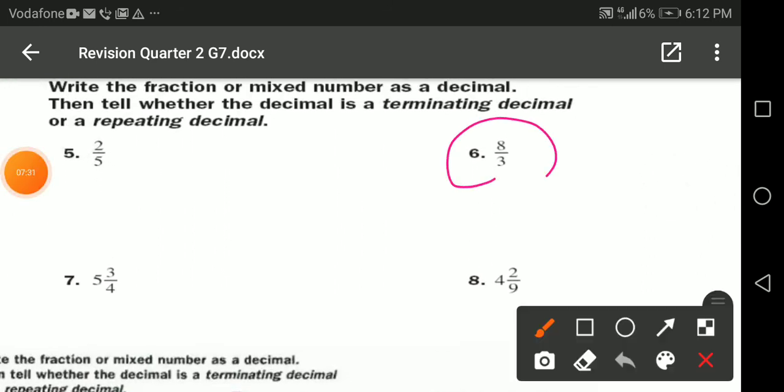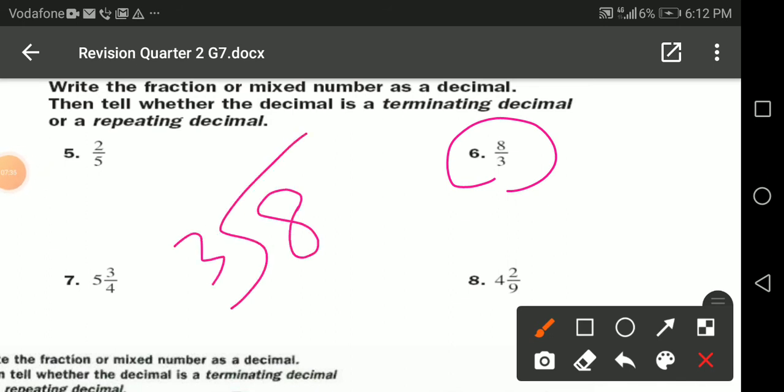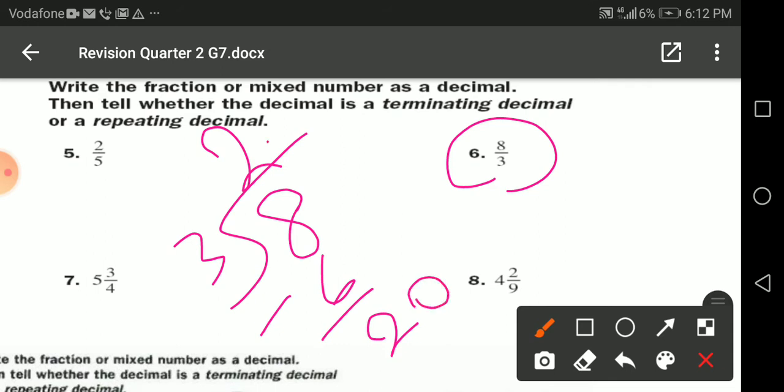Let's do this one. 8 divided by 3. 8 divided by 3 gives, the nearest thing is what? 3 times 3? No. 2 times 3, yeah. So we have got here, yes, 2. 2 divided by 3 can't be, so we add here 0 and we add here a decimal point. 20 divided by 3, the nearest thing is 6. 18, then 2. Add 0, so then 20 divided by 3 gives me 6, and so on.